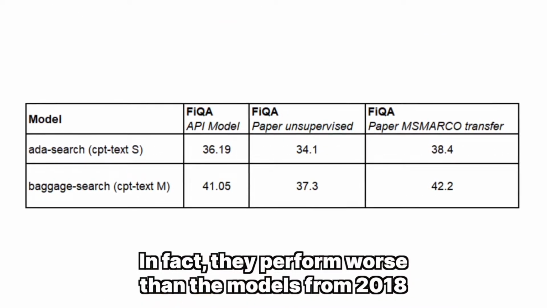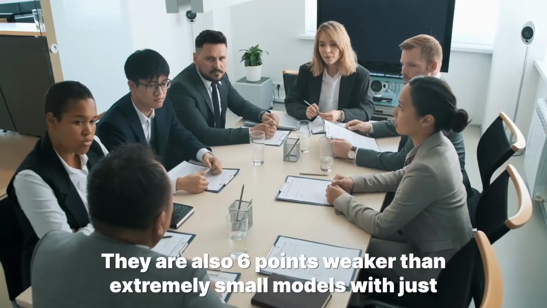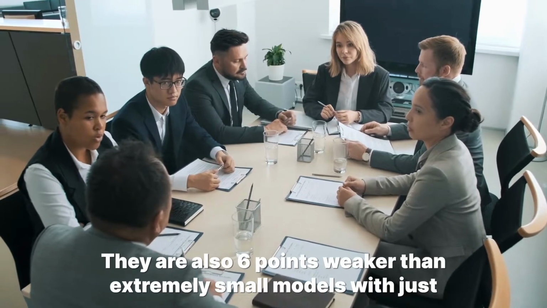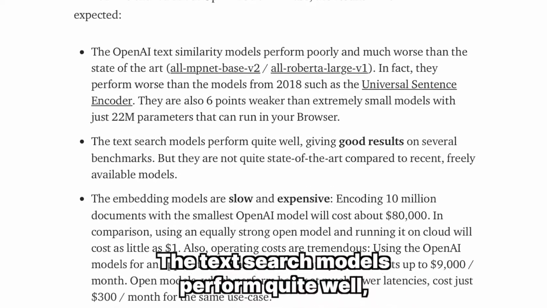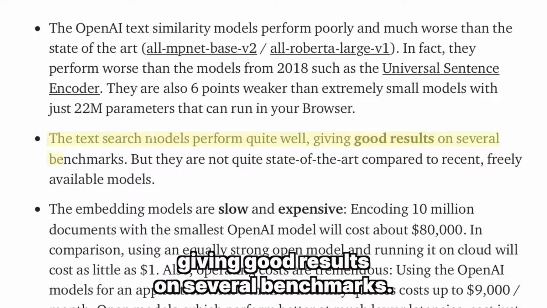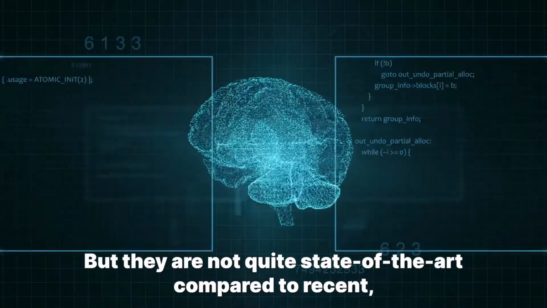In fact, they perform worse than models from 2018, such as the Universal Sentence Encoder. They are also 6 points weaker than extremely small models with just 22 million parameters that can run even in your browser. The text search models perform quite well, giving good results on several benchmarks. But they are not quite state-of-the-art compared to recent, freely available models.